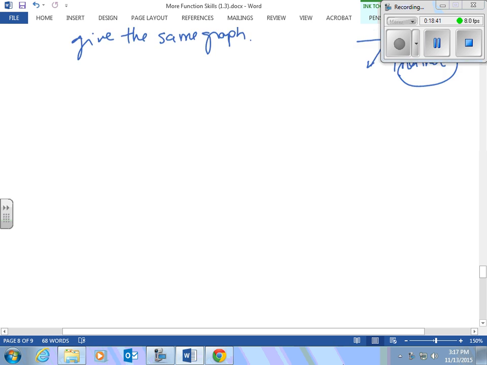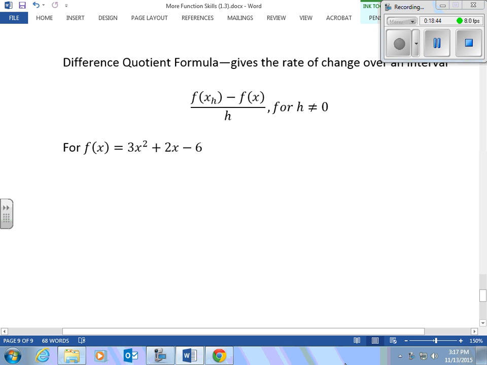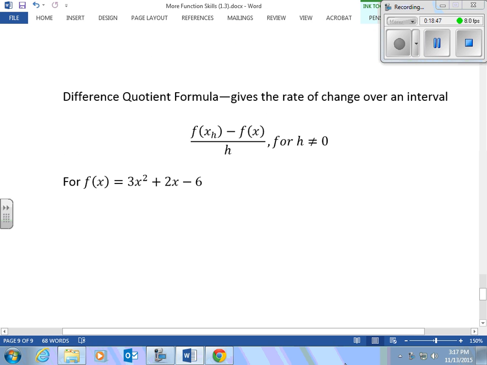Okay, and the last thing that we're going to look at in this lesson is our difference quotient formula. What it does is it gives you the rate of change for a function over an interval. So I can see that I've made a mistake here in typing it out. It's f at x plus h minus f at x. So this should say in the brackets here x plus h. So f at x plus h minus f at x all over h, where h does not equal 0 because, of course, remember, we can't divide by 0 because then we are undefined.